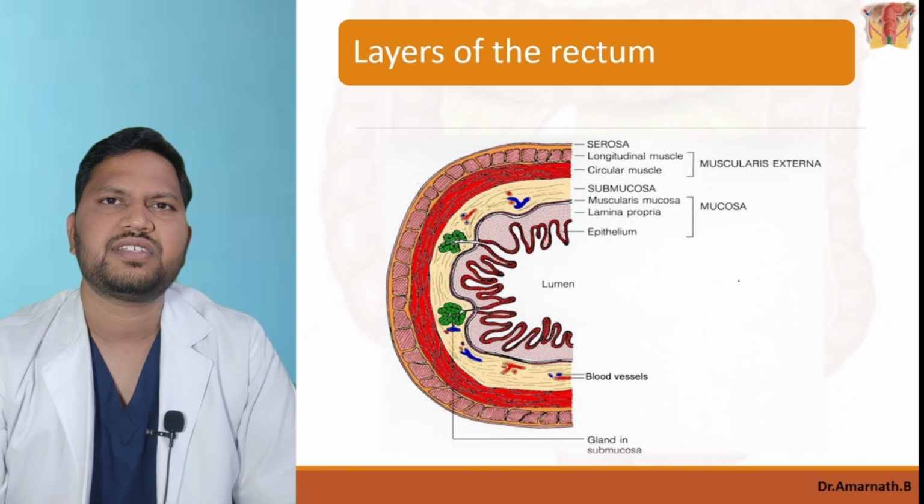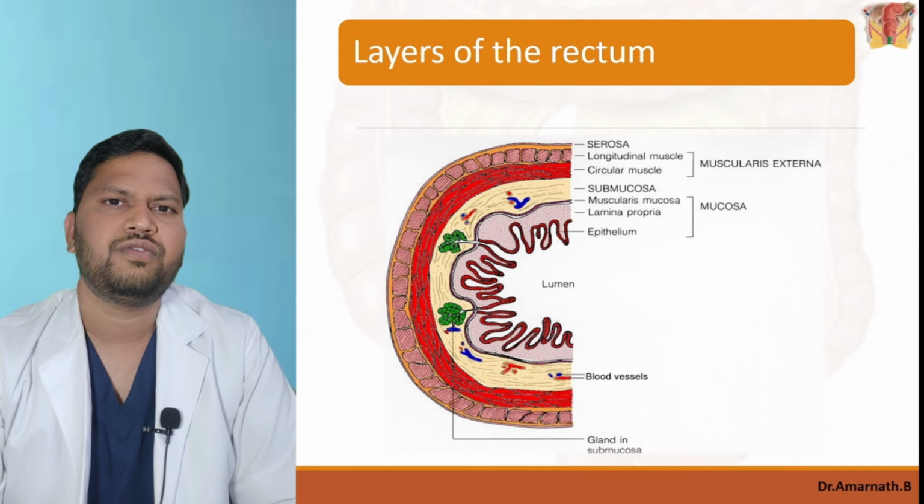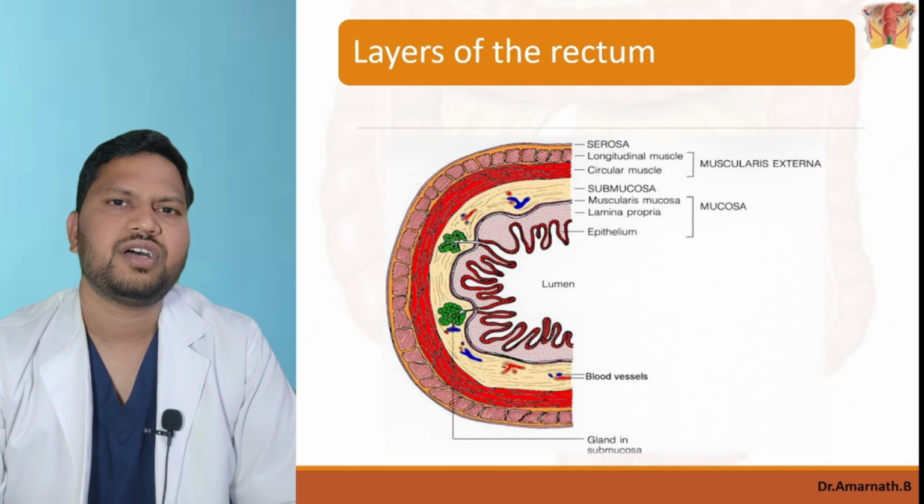When we do a cross section of the rectum, we will find 4 layers: mucosa, submucosa, muscularis and serosa. Mucosa is the innermost part, above that is the submucosa, above that is the muscularis layer, and the outermost is the serosa.